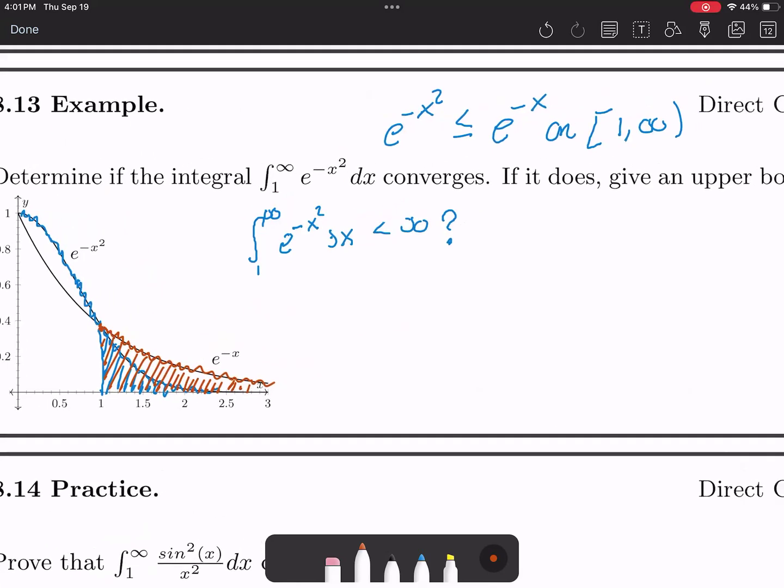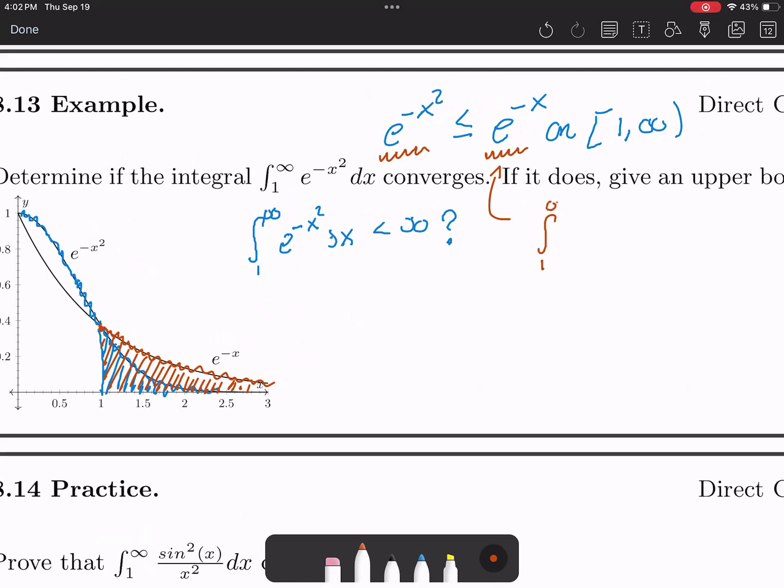So because the unknown function is bounded above, or dominated, by e to the minus x, if I can show e to the minus x has a finite amount of area underneath it, then e to the minus x squared must also have a finite amount of area underneath it.